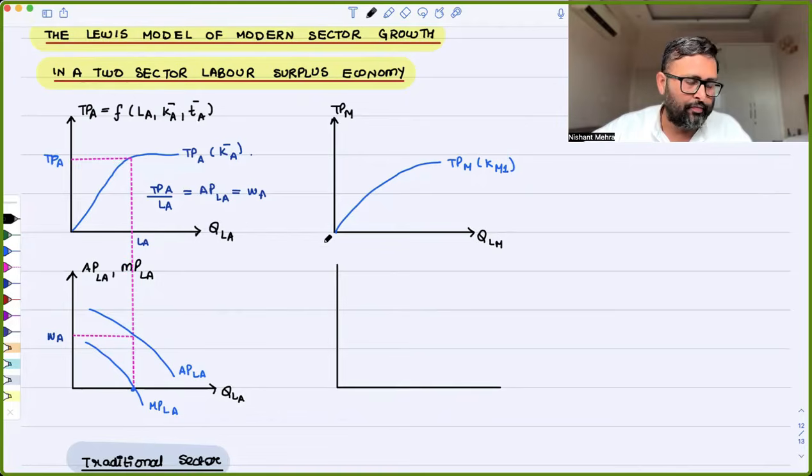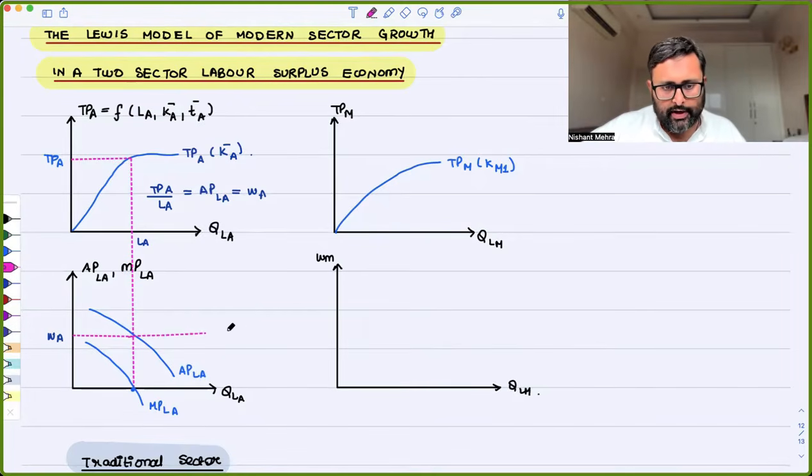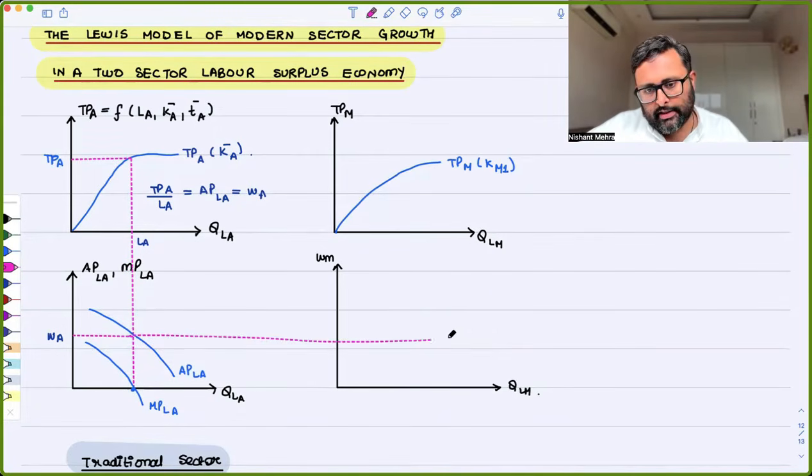So here you have QLM here. So basically it is your demand for labor, or you can say wage in the manufacturing sector. So one thing you have to understand is that from here, I will get the wage in the agricultural sector. This is the wage which is given in the agricultural sector.